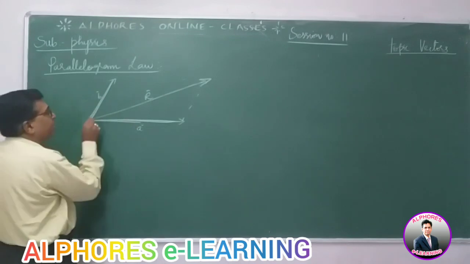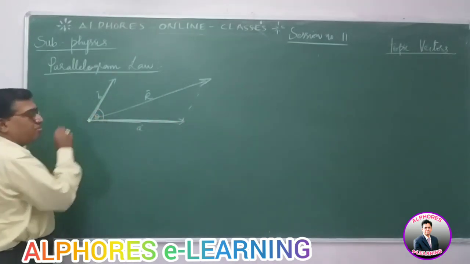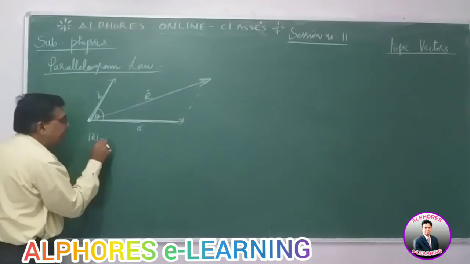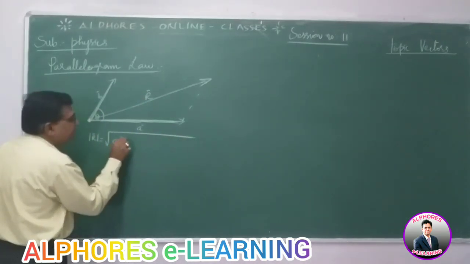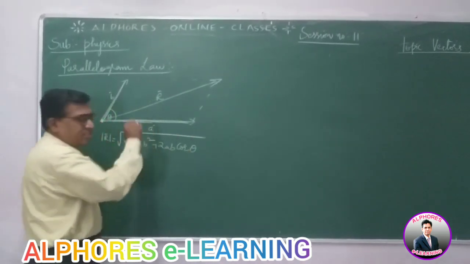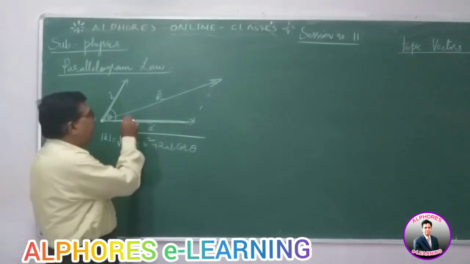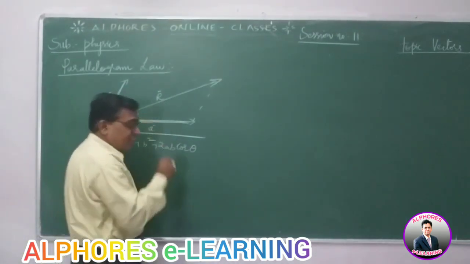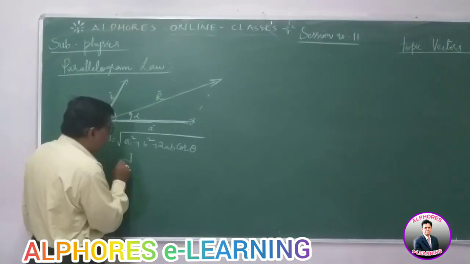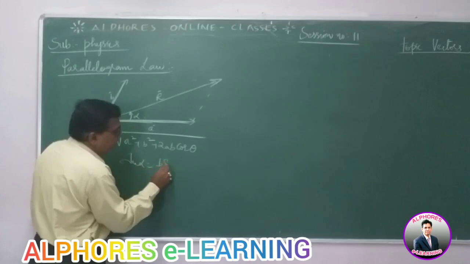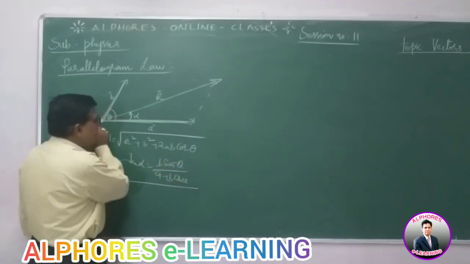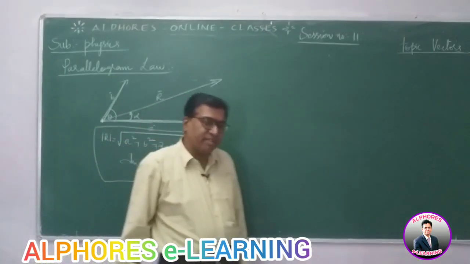Well, A bar, B bar are two vectors, let the angle between them be theta, then the resultant, mod R, you can write it as under root of A square plus B square plus 2AB cos theta. This is the magnitude of the resultant. And the direction of the resultant makes an angle alpha with the first vector. Then tan alpha is equal to B sin theta by A plus B cos theta. This is the magnitude and direction of the resultant vector.